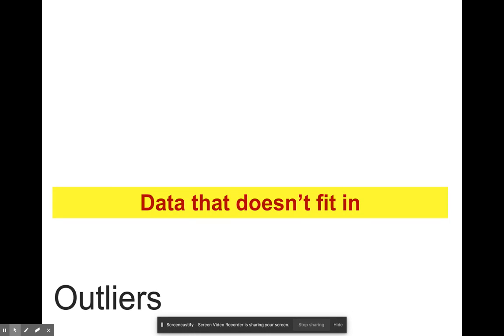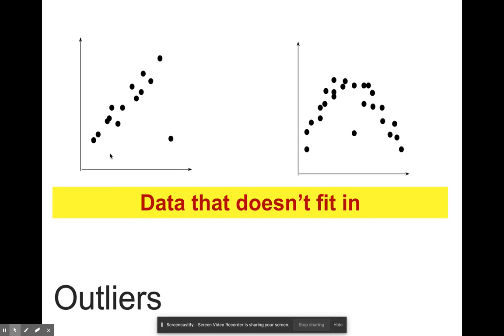An outlier is simply a data point that does not fit in. Like all the dots seem to be going in the same direction, and then there's just this one random point that doesn't go with the data, and that point is going to be considered an outlier. It doesn't fit in with the rest of the crowd.